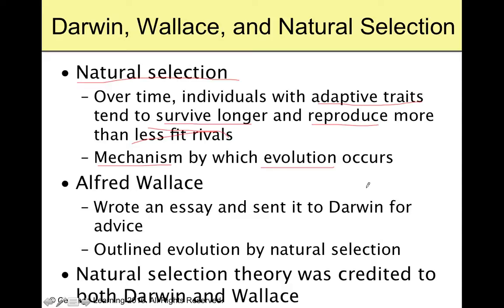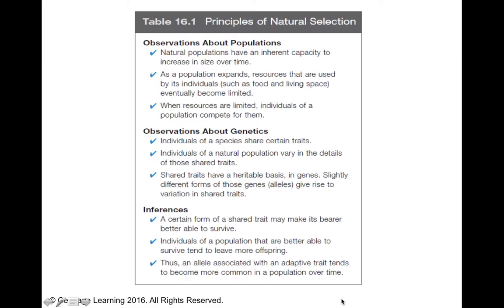So you could say he is a co-discoverer of natural selection, of evolution. Charles Darwin gets the big statue. Alfred Wallace gets like nothing, but yeah, he really did figure it out at the same time. He outlined evolution by natural selection independently of Darwin, and for all intents and purposes at the same time as Darwin did. And the natural selection theory was credited to both Darwin and Wallace.